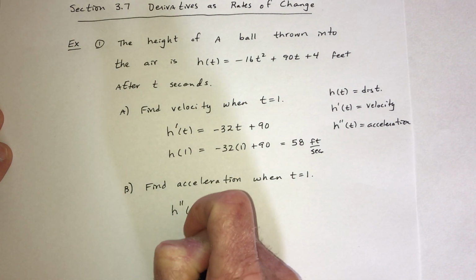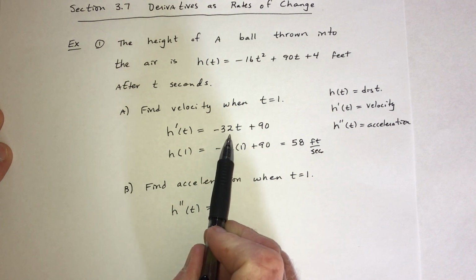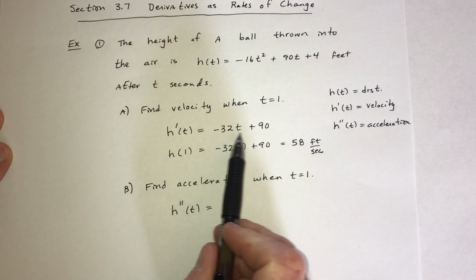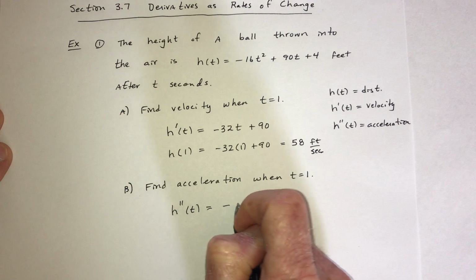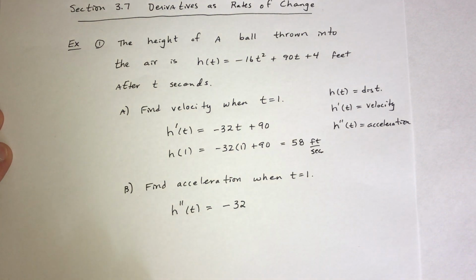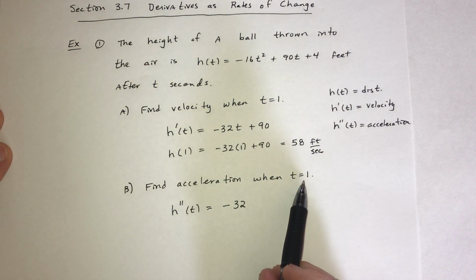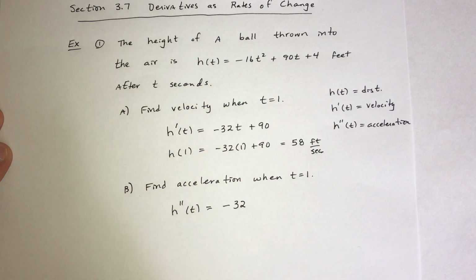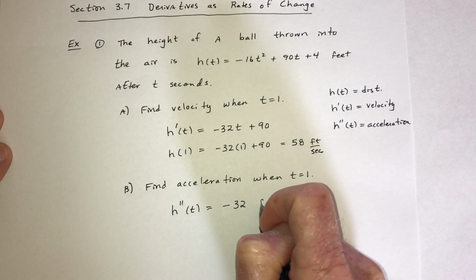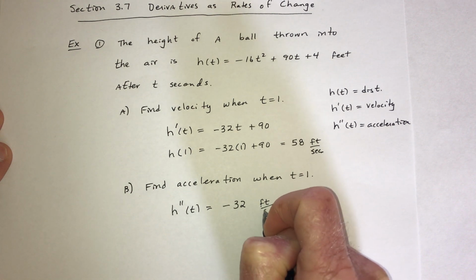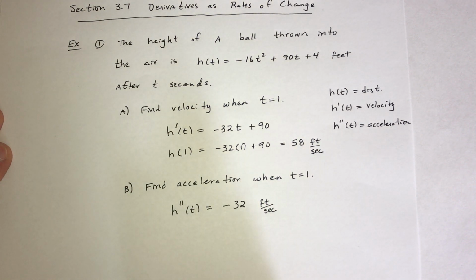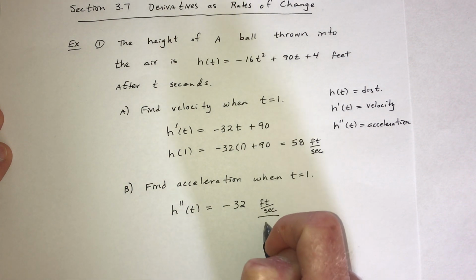So the second derivative is going to be, the derivative of this will be negative 32 plus 0. Negative 32 is the answer. Because there is no t to plug in, it's always negative 32. And the units would be in feet per second. And it's changing negative 32 feet per second every second.